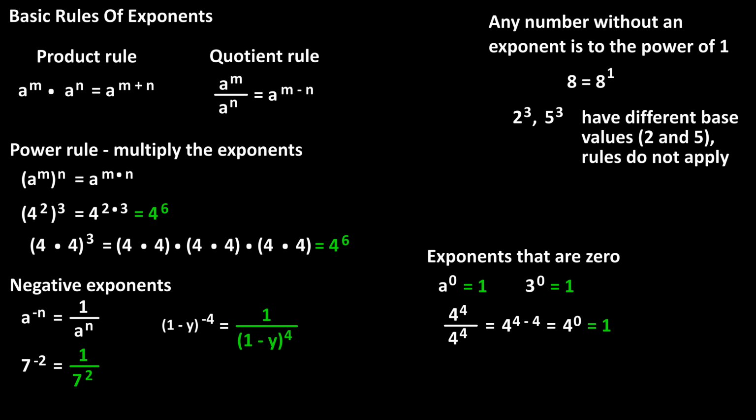If we write this out, we have 4 times 4 times 4 times 4 as the numerator, and 4 times 4 times 4 times 4 as the denominator. All of these 4's will cancel out, and we have 1 as the answer, same as before. And that, my friends, is the basic rules for exponents.